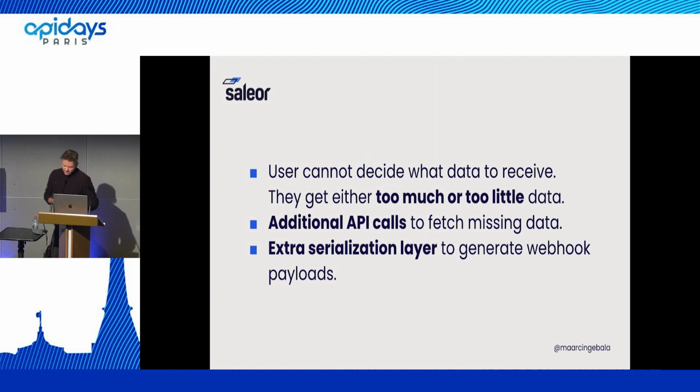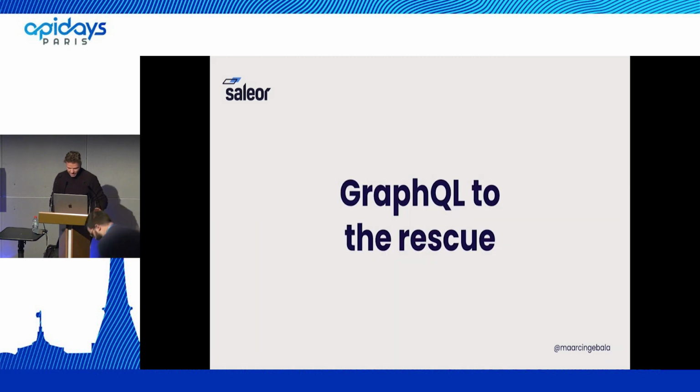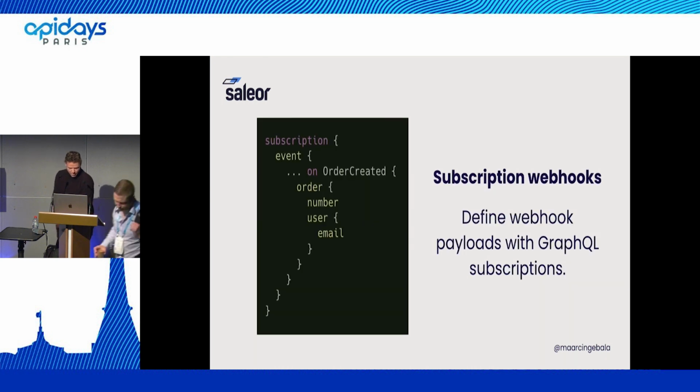Also, in our case, where we had the GraphQL API on one side, we also had to maintain this additional serialization layer which generates those payloads. So it's just a maintenance cost. And here comes GraphQL to the rescue. Let's see how we can solve this.